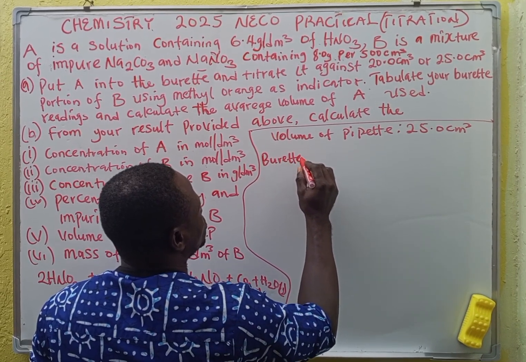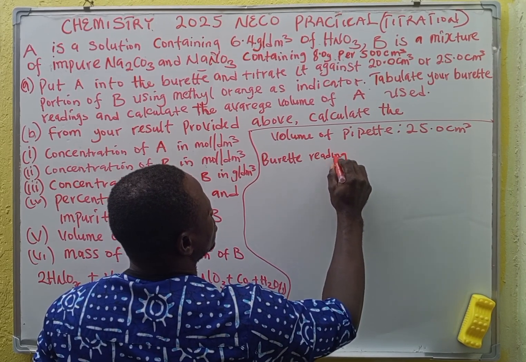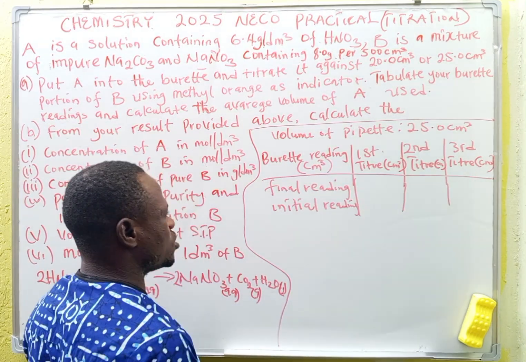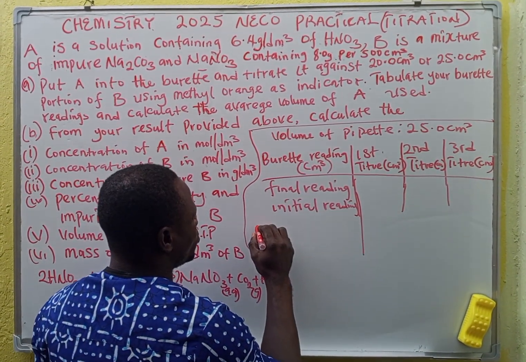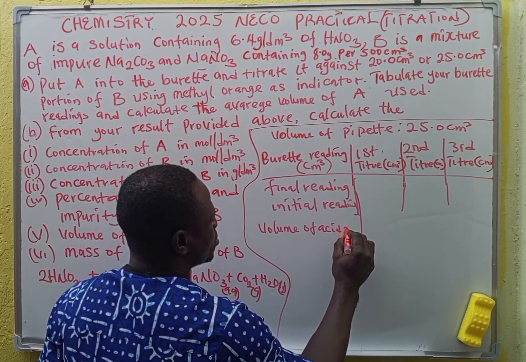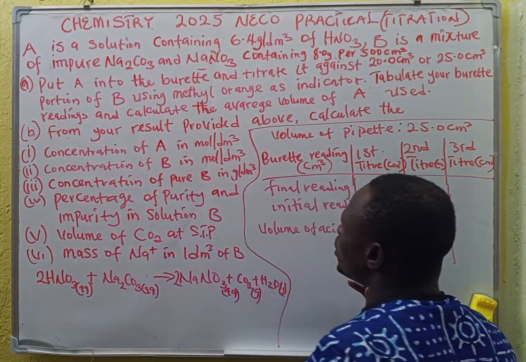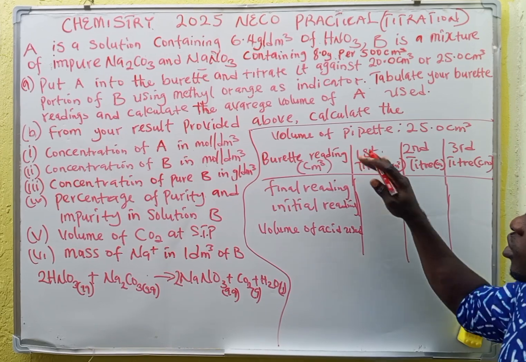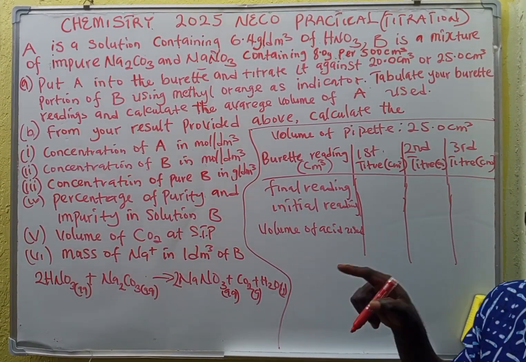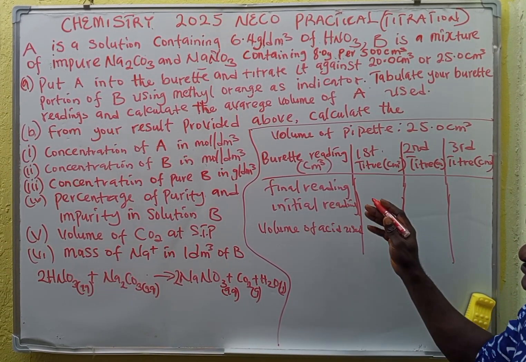The next thing is, we have to minimize our space. Burette reading. We have first, and also titre. So we have volume of acid. If you check Ojemike YouTube channel, this table has already been prepared under how to determine endpoint. Just Google how to determine endpoint on the YouTube channel. You see the table there.